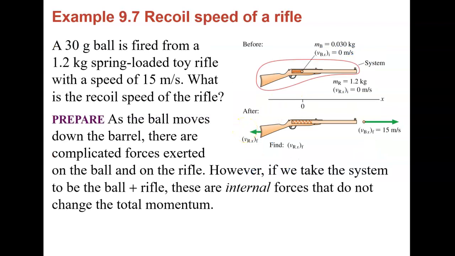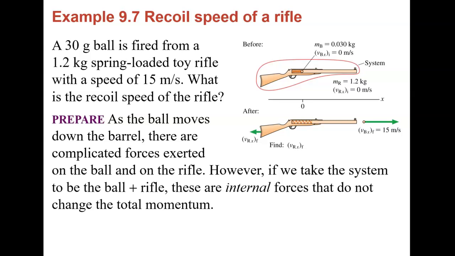All right, so we have a gun that shoots a bullet. A 30-gram ball is fired from a 1.2 kilogram rifle with a speed of 1.5 meters per second. What's the recoil speed of the rifle?